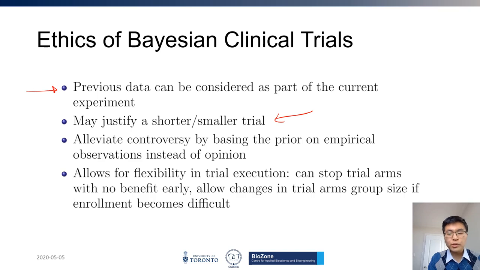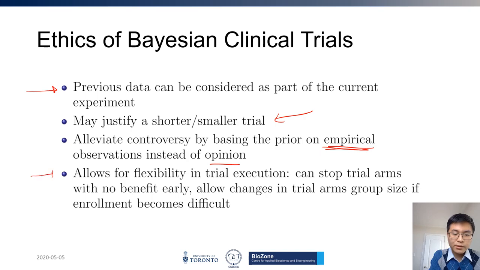Now, how do you actually incorporate this prior without sparking controversy? Well, one solution is to just base it on empirical observation, right? Previous data that are collected, those are actually observed evidence. Well, don't use opinion for the prior.